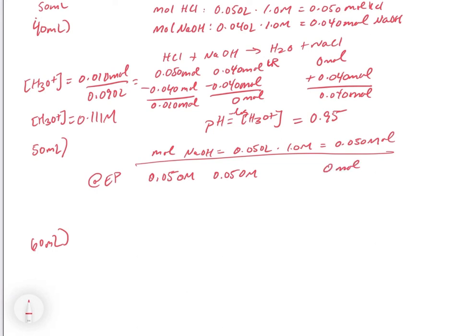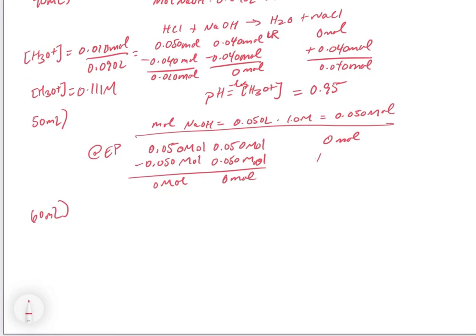And I have 0 moles of the NaCl to start. So when I do this, I'm going to subtract away my limiting reagent, which in this case I don't have one because they're the same. So I get 0 moles of the acid and 0 moles of the base, and I get 0.050 moles of the NaCl. Now, because NaCl is neutral, and I just have water and NaCl around, that means that my pH is going to equal 7. I don't have any extra acid or base around to change my pH.